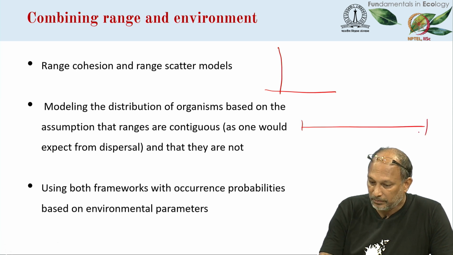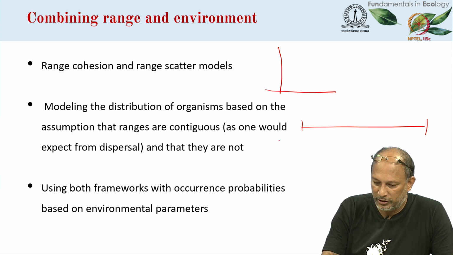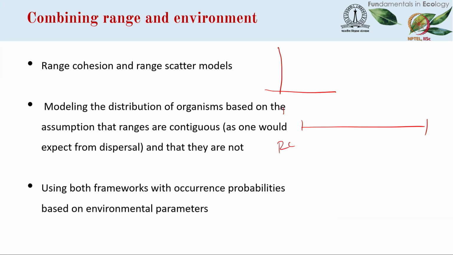Now, ranges: I'm going to draw range cohesion below and range scatter above. So range cohesion is what I showed you. Each range, that is the species, is found in all the locations from here to here, here to here. Each one line is a different species. They're found in all these below, right? These are contiguous ranges.